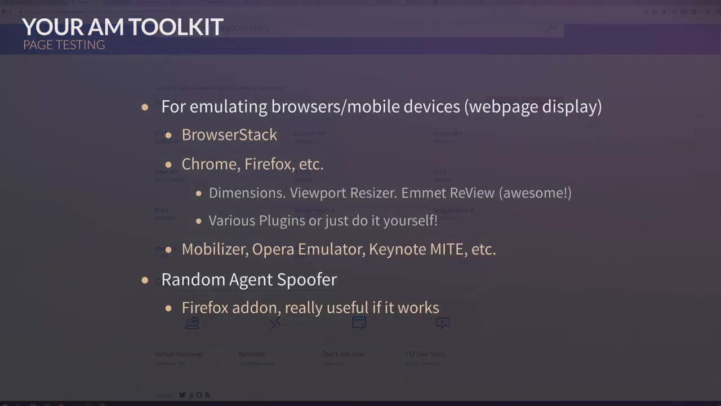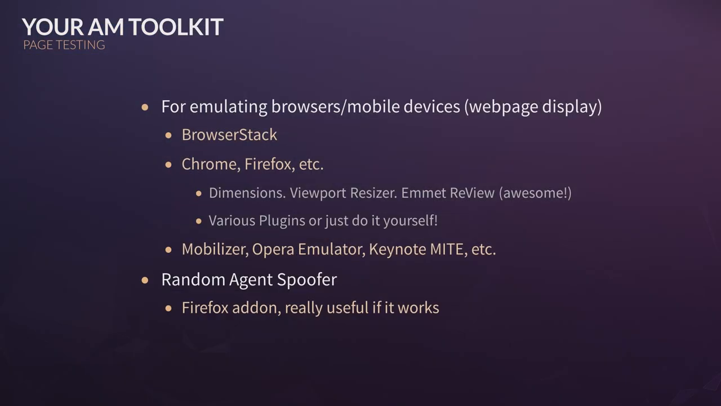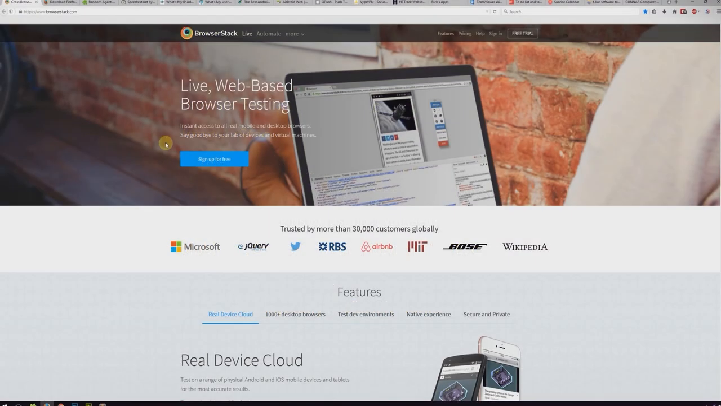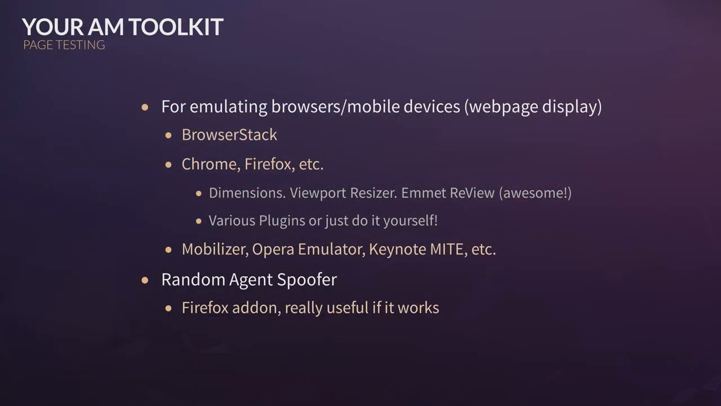Now, when it comes to actual emulation and looking at what things look like on a different device, that's where you need things like BrowserStack Live, or Cross Browser Testing has emulation as well. There's a lot of various tools that you can use for that: Mobilizer, Keynote MITE, which I think is Mobile Integration Testing Environment or something like that. Generally, I don't like emulation because I find it really, really slow.